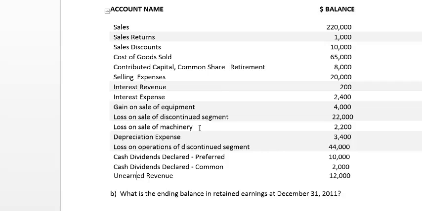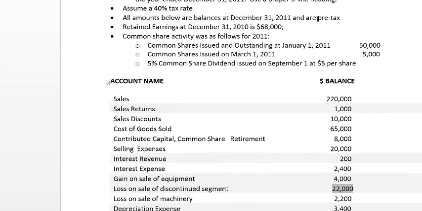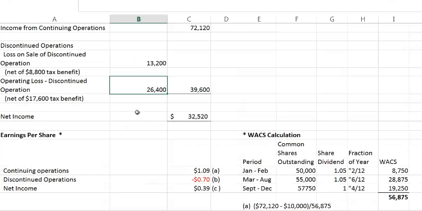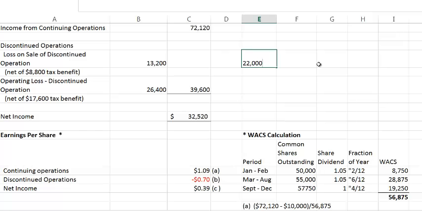According to my question, that loss on the sale of the discontinued operation was $22,000. But don't forget, all of these amounts are pre-tax, which means I have to multiply that $22,000 by 40% in order to figure out how much tax I'm going to save. In this case, I'm going to save tax because I have a loss, and I can't pay tax on a loss. It's a loss, so I don't pay tax on that. In fact, I get tax back. So on my income statement, I'm going to show it at $13,200. This is really $22,000 times my 40%, and that's going to give me $8,800.